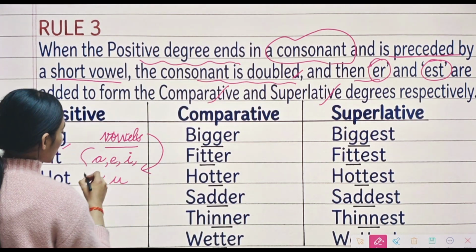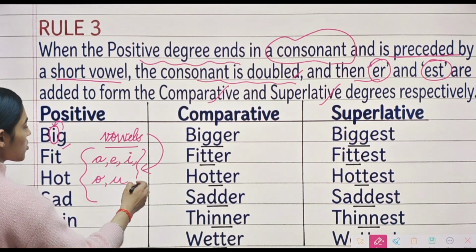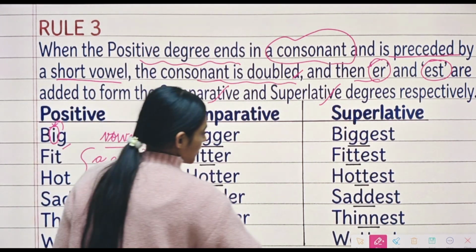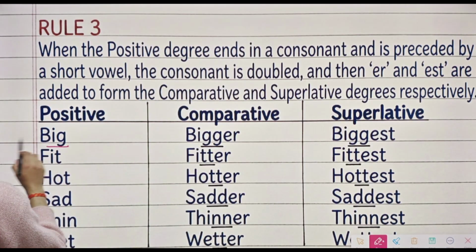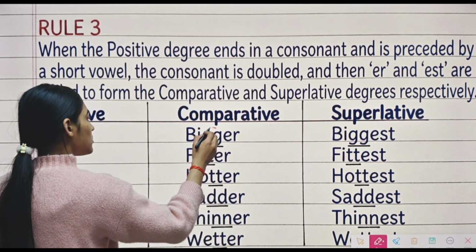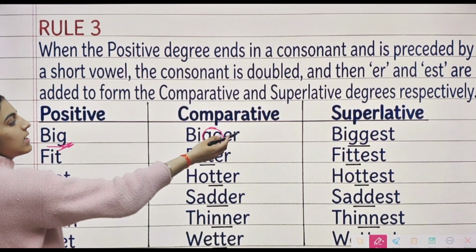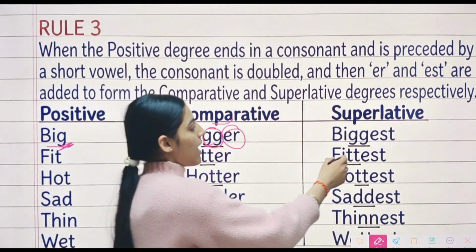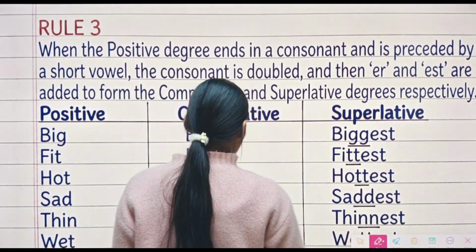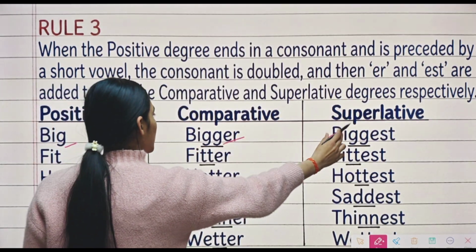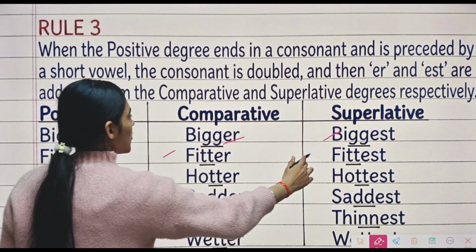So these are the vowels that we have, and the rest are consonants in the alphabet. So here is big, and we will just double the consonant that is ending over here, and then we will add er in comparative and est in superlative. So big, bigger, biggest. Fit, fitter, fittest.